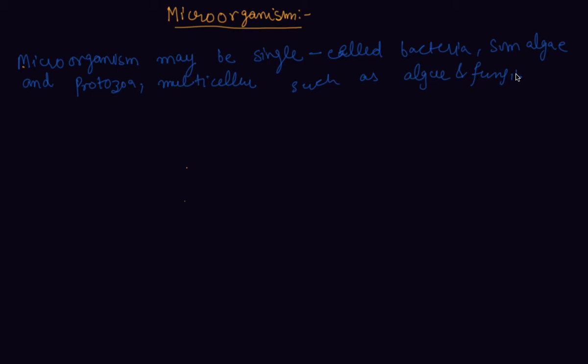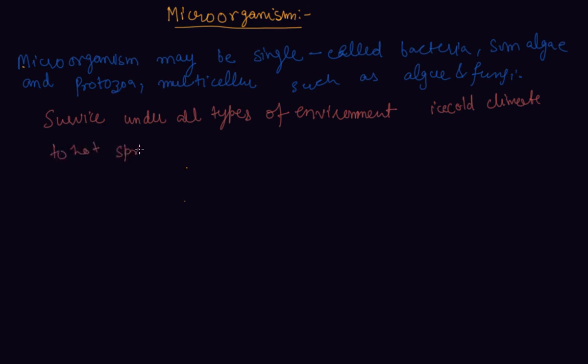Okay, so microorganism means micro means very small organisms. It can be single celled or can be multicellular. Okay, so they can survive under all types of environment. Either it can be cold climate, ice cold climate, or it can be hot springs. So microorganisms can survive in both these climates.